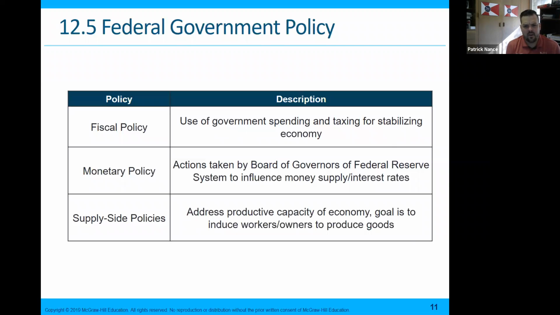Monetary policies are actions taken by the Board of Governors of the Federal Reserve to influence the money supply and the interest rate. So monetary policies we're talking about, they really only have about 4 things that they can do to affect monetary policy. Those 4 things are changing the discount rate. And the discount rate is effectively what the banks can borrow money from the Federal Reserve.